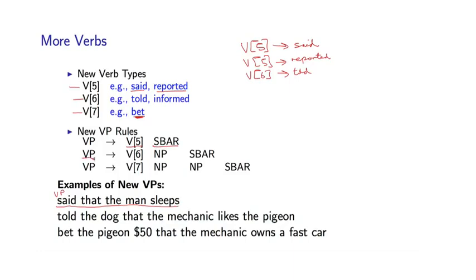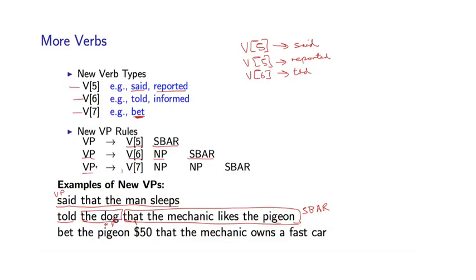If we look at this rule, this says that a verb of type 6 can be followed by an NP and an S bar to form a VP. And that's a phrase like told the dog that the mechanic likes the pigeon. Okay, so this is an S bar. It's formed by the word that, which is a complementizer followed by a sentence. And this is an NP. And told can actually take two arguments. Firstly an NP and secondly an S bar to form a verb phrase. So this is who's being told and this is what is being told.